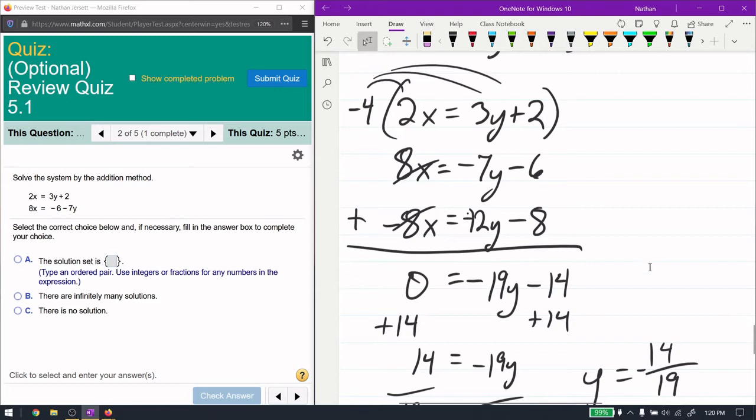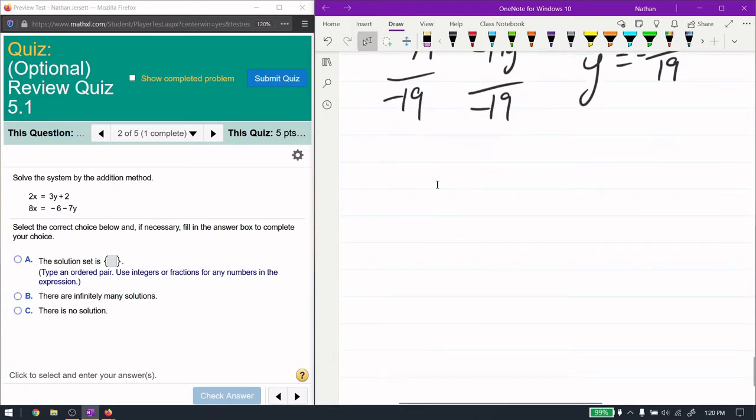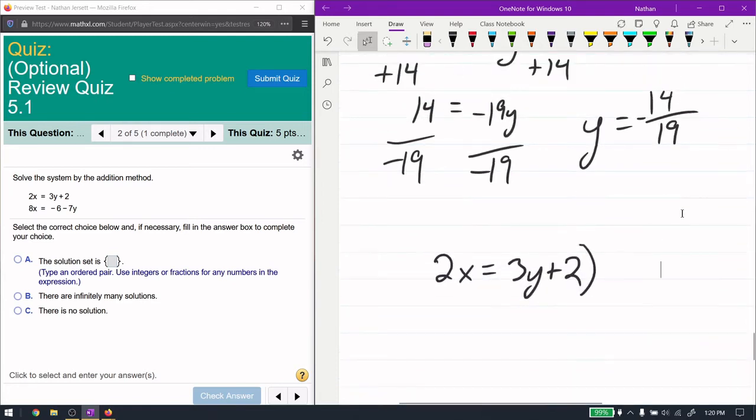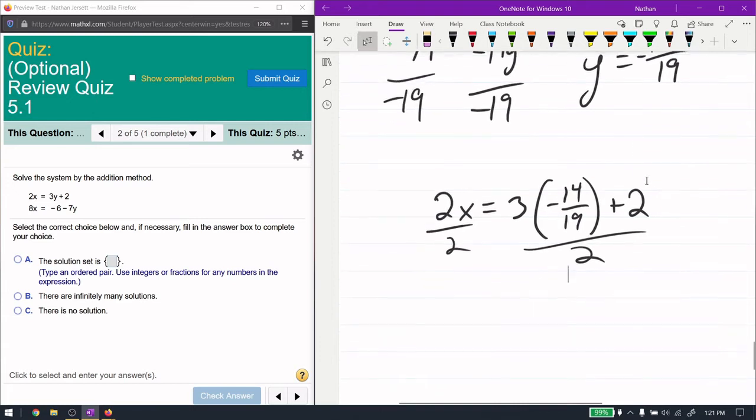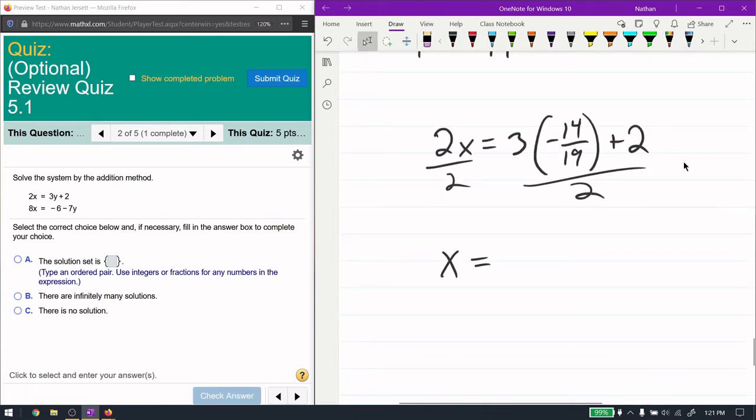All right, now let's plug this into one of these two equations. I'm going to use the top one. The numbers look smaller. I think it's going to be easier to work with. So y is negative 14 over 19, and then it's going to be plus 2. X is pretty much already by itself, so I just need to divide by 2 on both sides. And that gives me x equal to 3 times 14 is negative 42, over 19, plus 2, over 2.